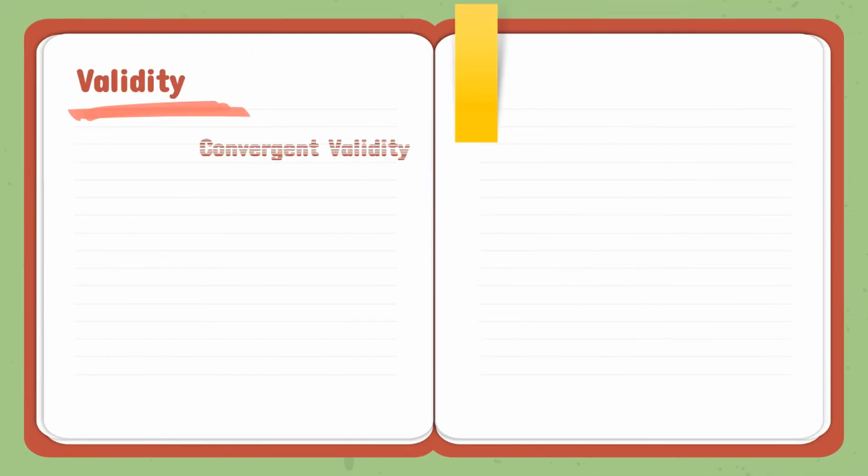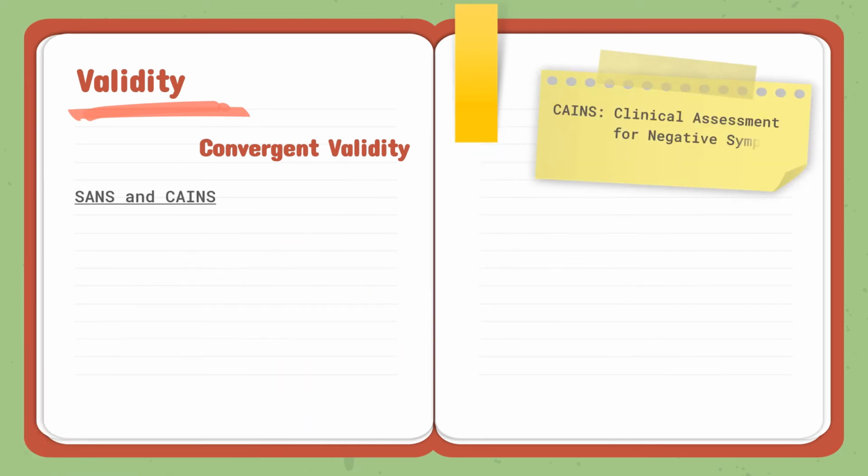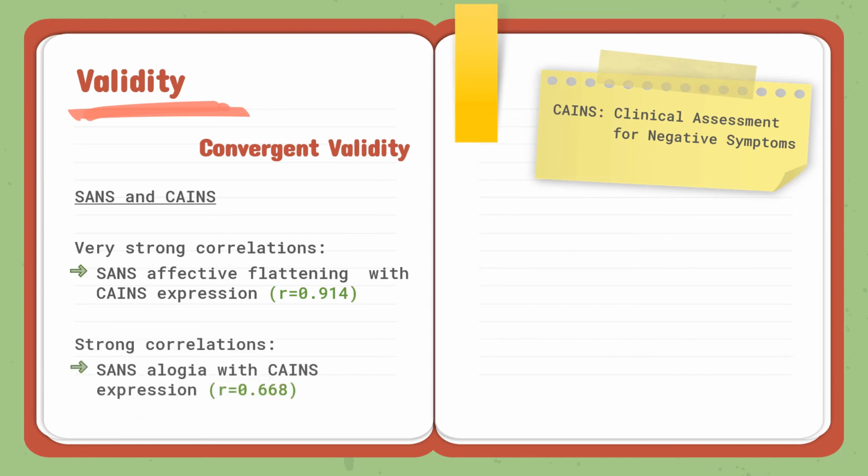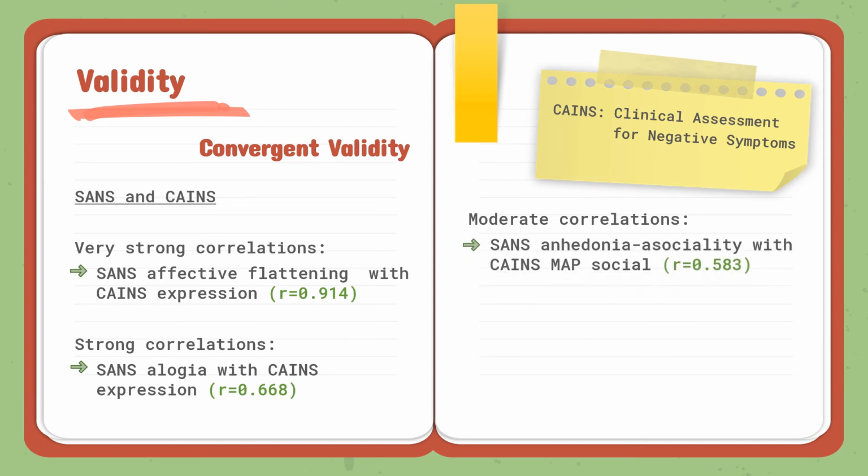Validity. Convergent validity. SANS was significantly correlated with the Clinical Assessment Interview for Negative Symptoms, or CAINS. There is a very strong correlation between SANS affective flattening and CAINS expression, with R value 0.914. There is a strong correlation between SANS alogia and CAINS expression, with R value 0.668. A moderate correlation was also found in SANS anhedonia asociality with CAINS motivation pleasure social, with R value 0.583.